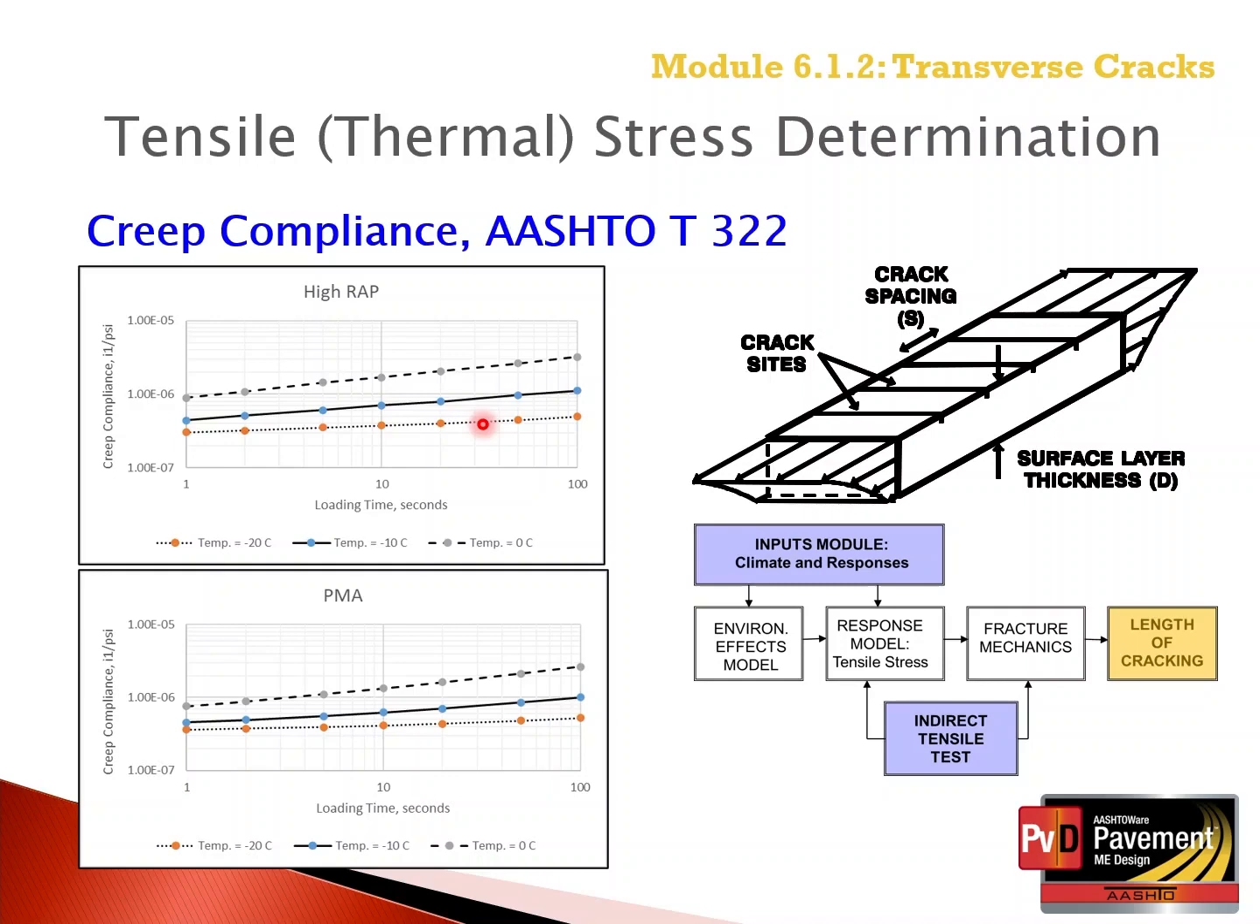The more compliant the asphalt mixture or layer is, the slower the thermal stresses build up because of the relaxation of the tensile stresses calculated by the program. So the more compliant the mix, the lower the tensile stresses, or the greater the relaxation of the tensile stresses at the surface of the asphalt pavement. And again, creep compliance is measured in accordance with AASHTO T322.